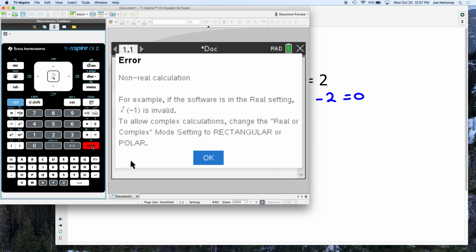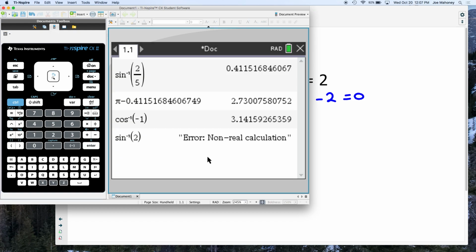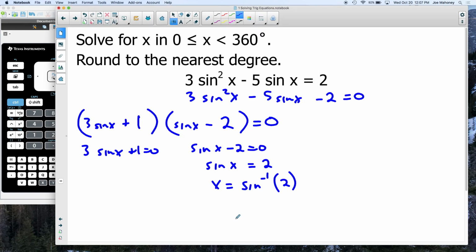And if you think about what the sine graph looked like, wasn't a sine graph always bound between +1 and -1? So this is like a domain error. I can't have an angle whose sine is 2. So for this part of the equation, there's no solution. The only solution is on the left side when I subtract 1 and divide by 3, and I get sine x equals -1/3.